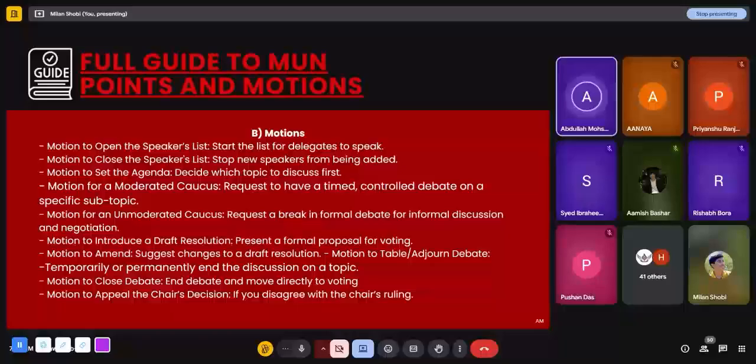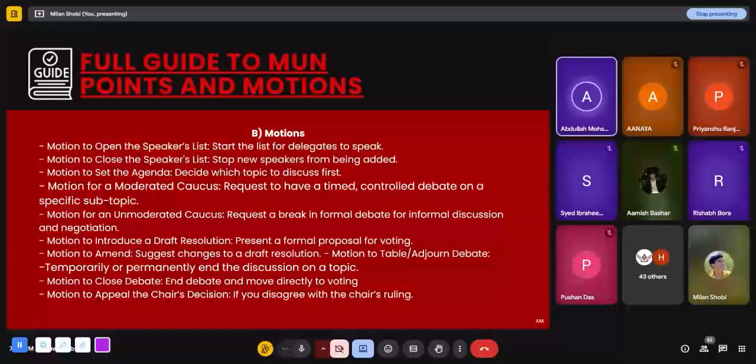Next is motion to amend. If you want to change something in a draft resolution that's already been introduced, it will amend the draft resolution. Motion to table or adjourn debate. It is used to pause or stop discussion on a topic. Next is motion to close debate. Now it is used when everyone has spoken enough and it's time to vote.